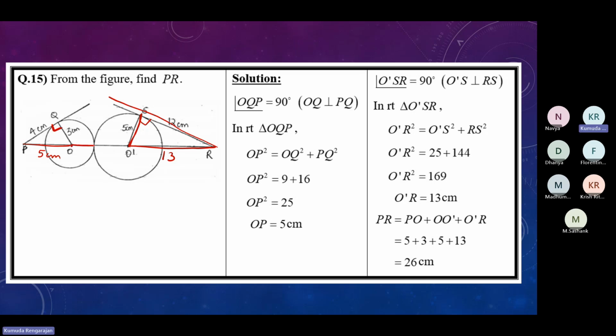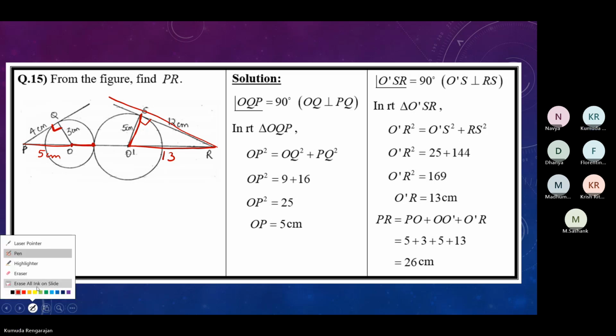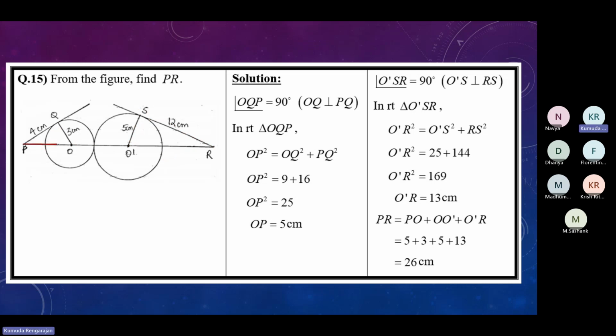Now from here to here is the radius of the smaller circle. We found OP using Pythagoras theorem. This is 5. O dash R using Pythagoras theorem, 13. Now from O to, let me call this point A, OA. OA is the radius of the smaller circle. So OA is 5. Sorry, 3. OA is equal to OQ, radius of the circle, 3.